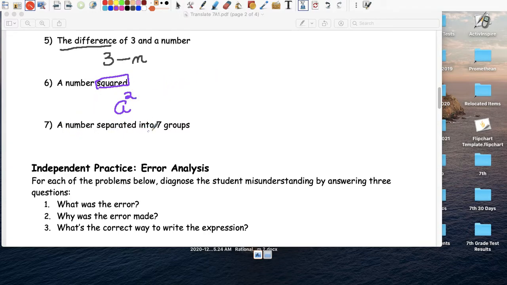A number separated into groups. Separated is division, right? A number, let's call that g, divided by 7. But I want you to write it as g divided by 7. Okay? That's pretty much it. Let's see the rest. That should be pretty easy too.